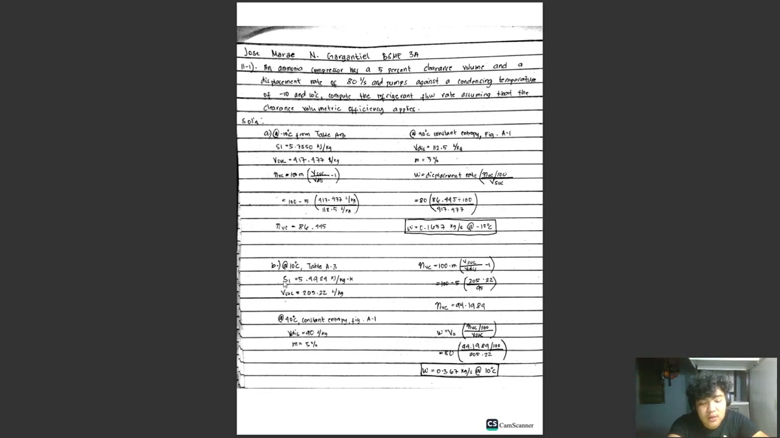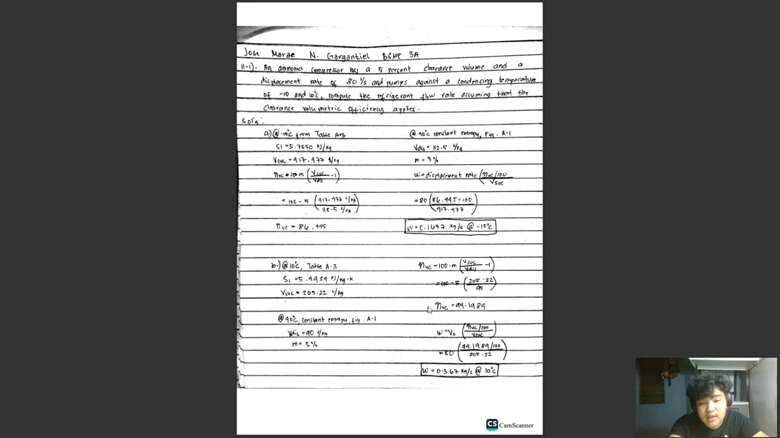Next, for the 10 degrees Celsius, table A-3, we have a value of S1 equals 5.4924 kilojoule per kilogram K, and we have VSOC equals 205.22 liters per kilogram. And at 40 degrees Celsius, constant entropy, figure A-1, we have VDIS equals 90 liters per kilogram and m equals 5%. Same process as the first one.